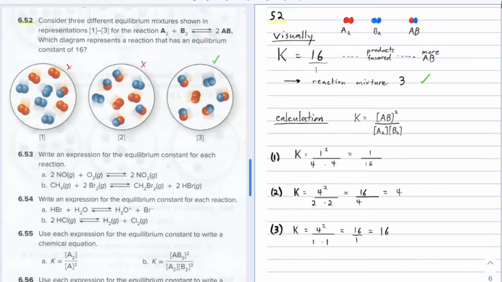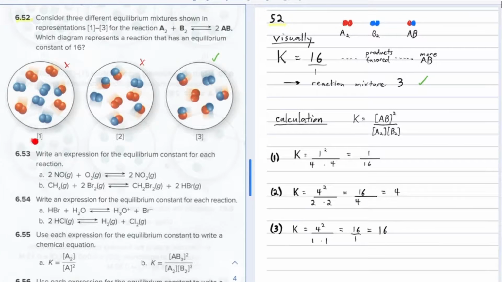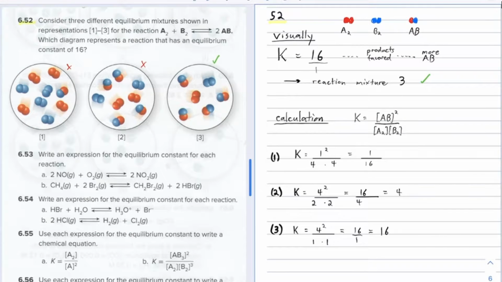So we count up the molecules of everybody and we plug them into this equation and then we see what we calculate. So let's first do the reaction mixture number 1. I see 1 product molecule and then 4 of the B2s and then 4 of the A2s. So 1 product molecule, that's going to be 1 squared upstairs, and then you have 4 times 4 downstairs. So this is going to reduce to 1 over 16, and that's obviously not equal to 16.